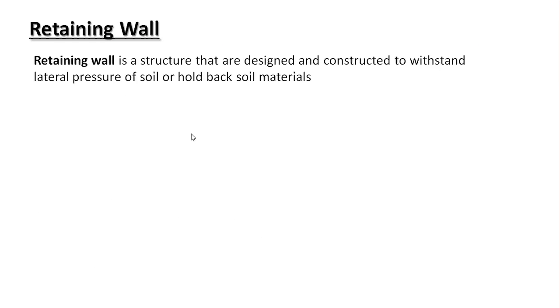So first we'll see the definition of retaining wall. Retaining wall is a structure that is designed and constructed to withstand lateral pressure of soil or hold back soil materials. Actually, retaining wall is nothing but we can say a vertical component or vertical construction which is constructed for the retention of the material or liquid, whether it may be water or earth material. Okay, so this is about retaining wall.